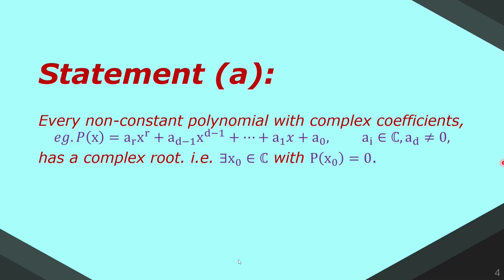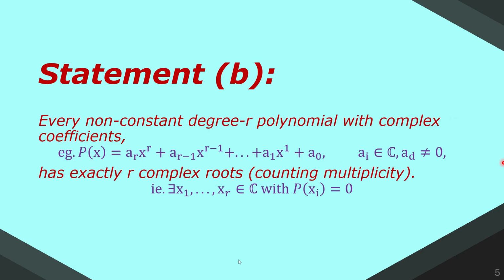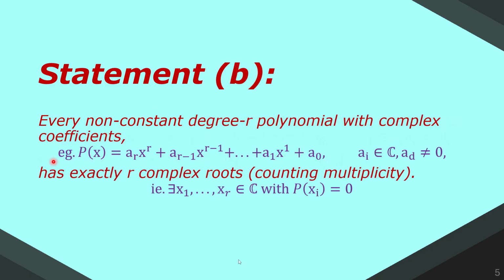It's the most useless of the three versions of the FTA that we're going to come up with, so I think we should very quickly talk about the next one, where the only difference between the two is that you've replaced "every polynomial has a complex root" with "every non-constant, non-zero polynomial of degree r has exactly r complex roots."